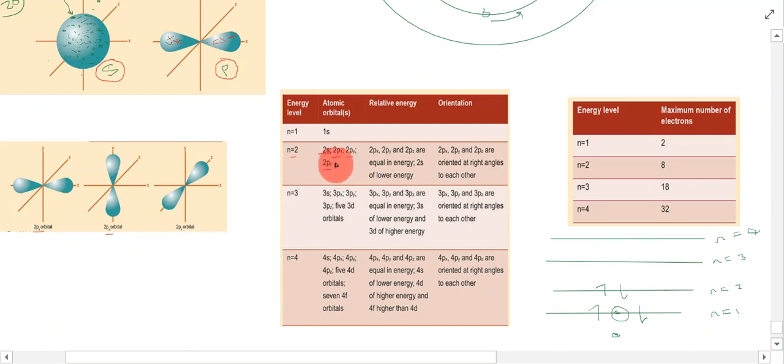The electrons in these p orbitals, if you measure their energy, are all going to be equal. But the electrons in this kind of arrangement are higher energy than the electrons in this arrangement here. These 3 p orbitals are oriented at right angles to each other. Imagine overlapping the 3; they'll all be at right angles to each other.